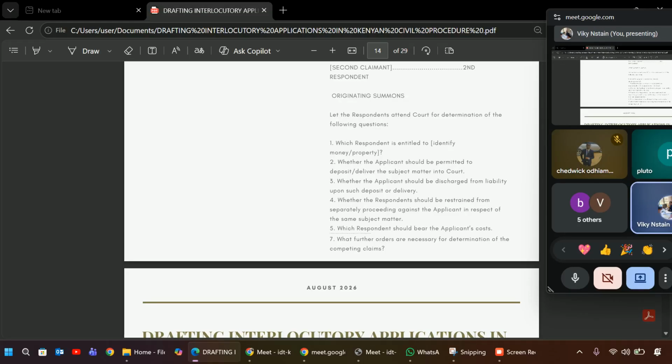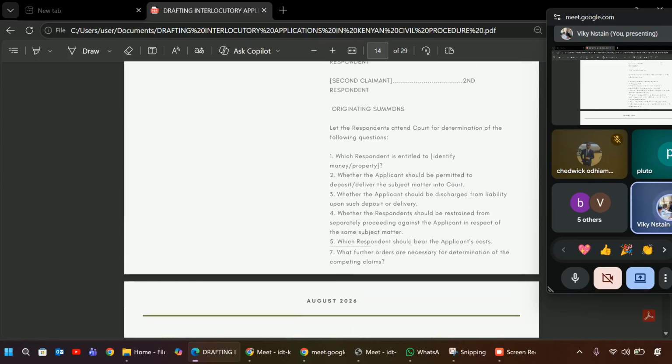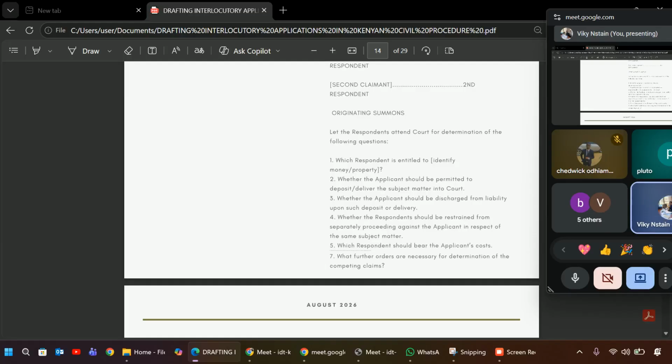Now you're telling court the questions that you want court to determine: which respondent is entitled to a certain property, whether the applicant should be permitted to deposit or deliver the subject matter into court, whether the applicant should be discharged from liability upon such deposit or delivery, whether the respondents should be restrained from separately proceeding against the applicant in respect of the same subject matter, which respondent should bear the applicant's costs, and what further orders are necessary for determination of the competing claims. We were told that in originating summons, the factual matrix is straightforward, and you are not introducing complex issues that the court is not likely to determine.